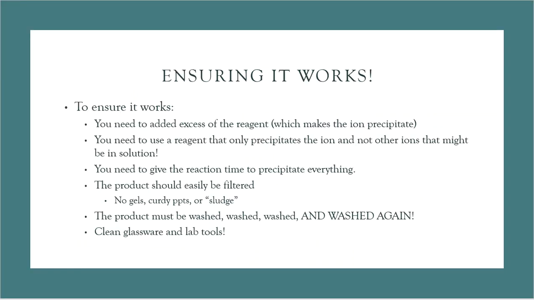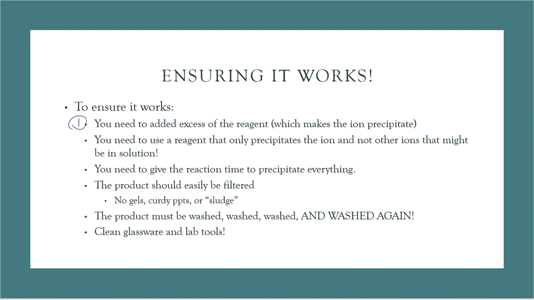Now, there's a couple of things that we have to do to ensure that it works. Number one, you have to add a lot of reagent. This makes things precipitate out. If you don't add enough, you could still have little barium pieces in there that haven't precipitated out yet. So we have to go the extra step and swamp it with the reagent to ensure that everything is precipitating out.